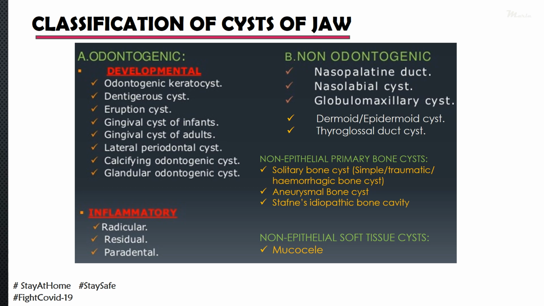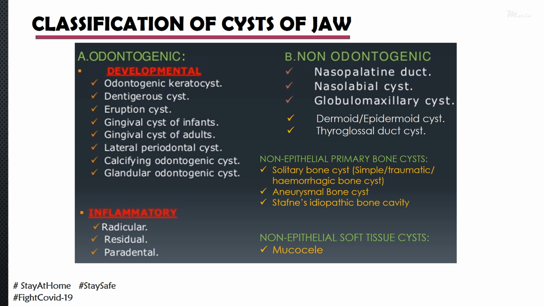The non-odontogenic cysts are less common in appearance. They are not related to any odontogenic epithelium and are characterized by the lining in their native location. Examples of such cysts include the nasopalatine duct cyst, nasolabial cyst, globulomaxillary cyst, dermoid or epidermoid cyst, thyroglossal duct cyst.